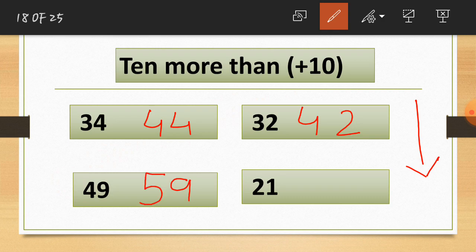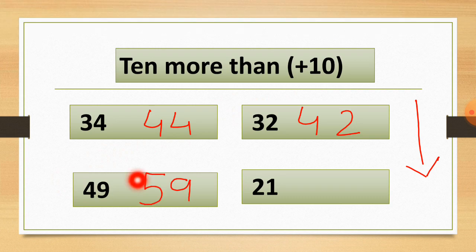So here we are getting the answer, which is 59. So if you add 10 to 49, you will get 59, and this concept is as easy as you see here. Let's see the next example, which is 21 here.